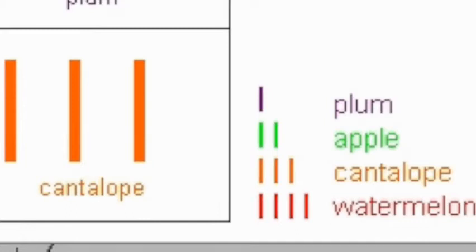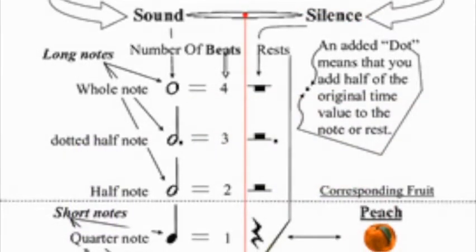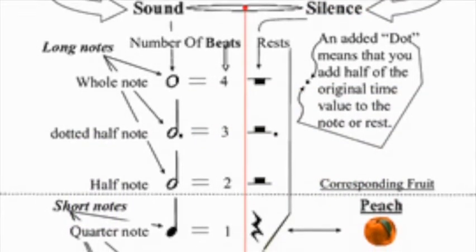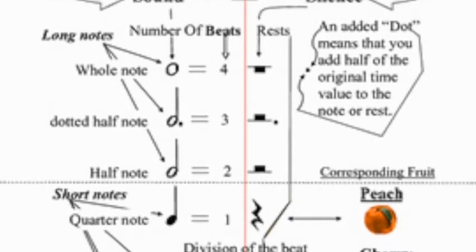3 notes per beat. Cantaloupe, cantaloupe, cantaloupe, cantaloupe. Triplet, triplet, triplet, triplet. And then our 4 notes per beat. Watermelon, watermelon, watermelon, watermelon. 1e and a 2e and a 3e and a 4e and a.